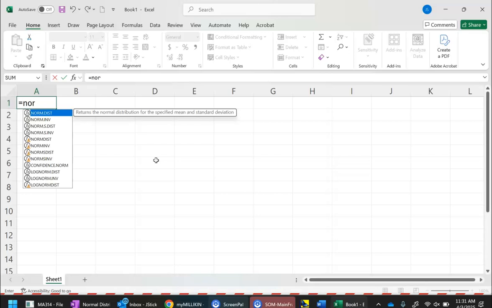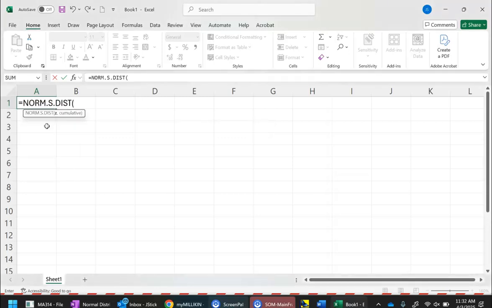The norm.s.dist is your standard normal. So you don't have to do mean and variance there. It knows that mean is supposed to be 0 and variance is supposed to be 1. The .inv's do your percentiles. You would be given a probability, and you figure out the x value that corresponds to that probability. Okay, that's what the INV does. Let's go down to the third one here. My goodness, sorry.